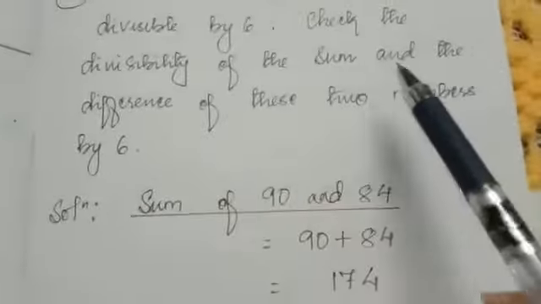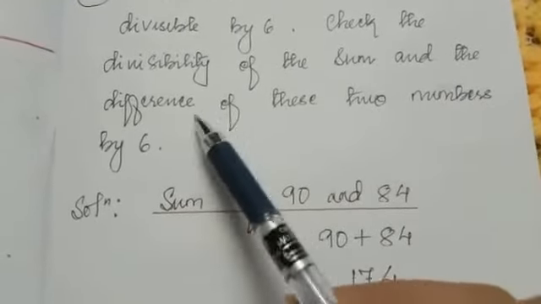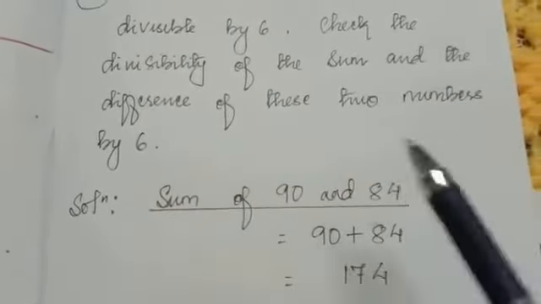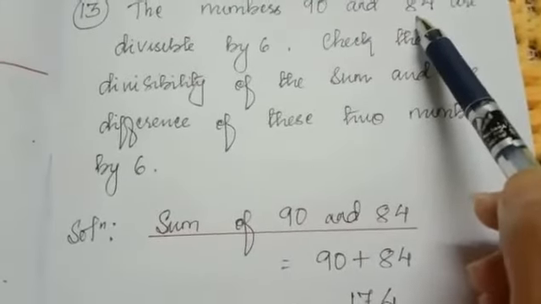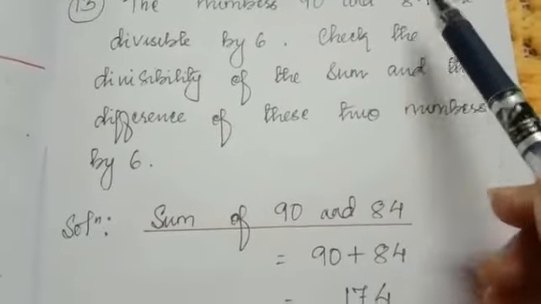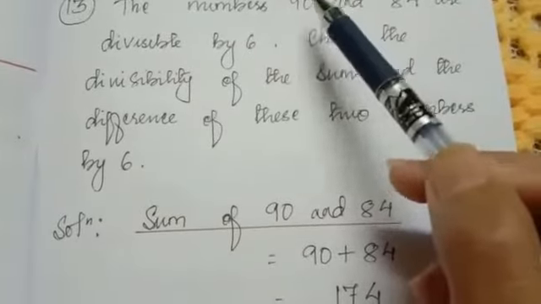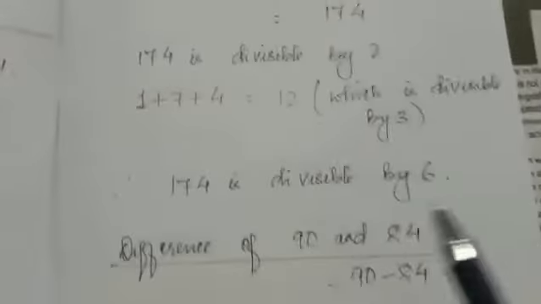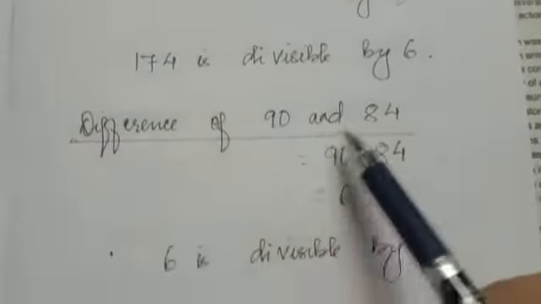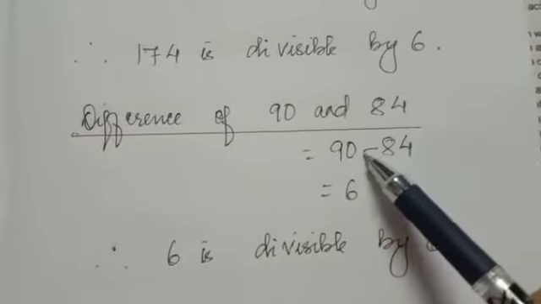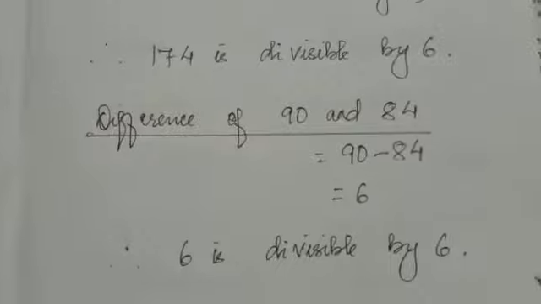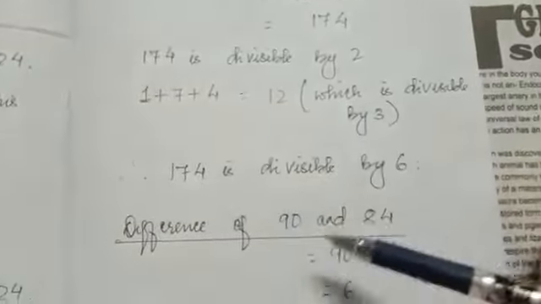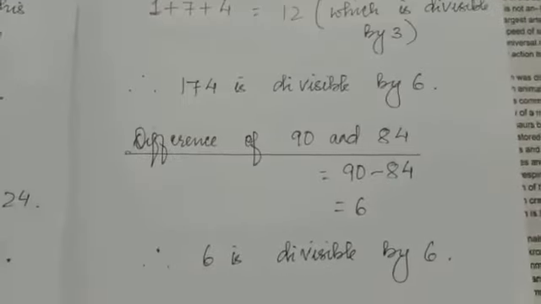First answer we got. Next you have to check the difference of these two numbers by 6. When you subtract 90 and 84, will it be divisible by 6? Difference means subtraction. 90 minus 84 is 6, and 6 is divisible by 6. So the sum and difference of 90 and 84 are divisible by 6.